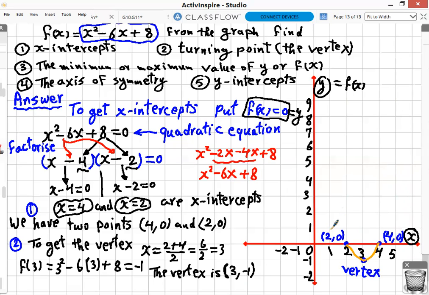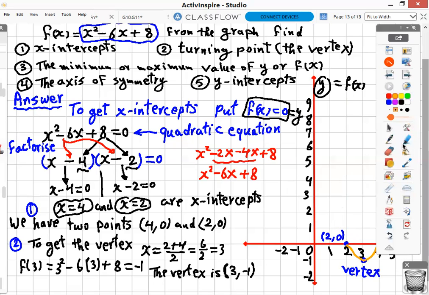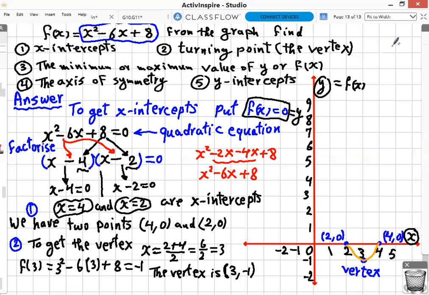Then about the minimum or maximum value of y. Here we have maximum or minimum. I told you before. I'll put it again. Please study.